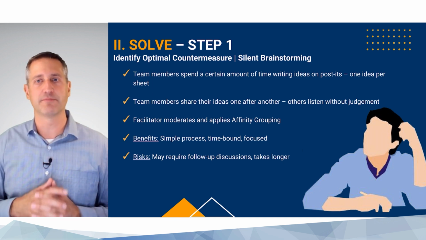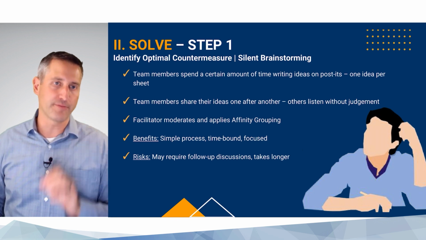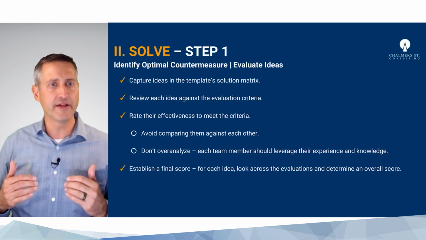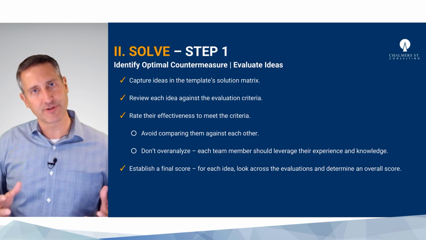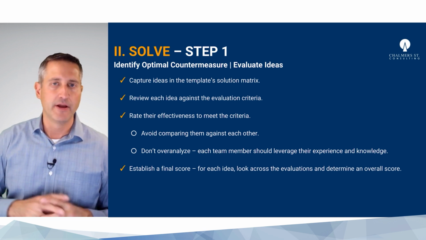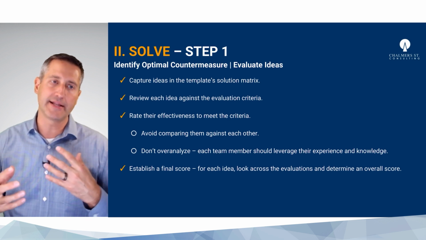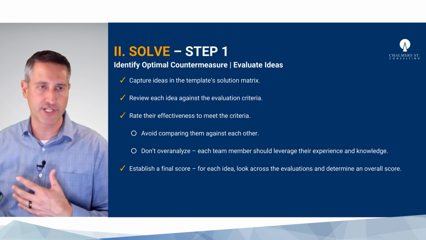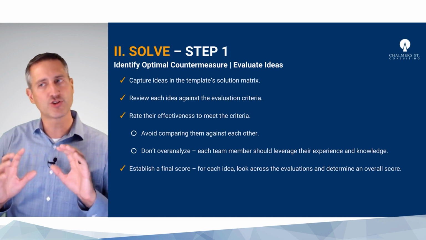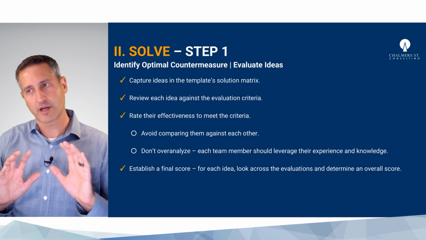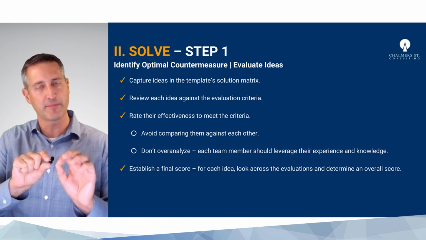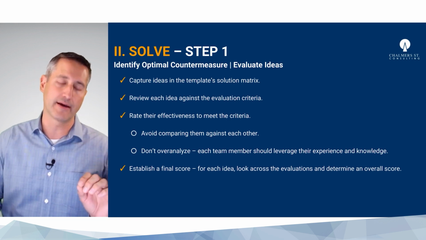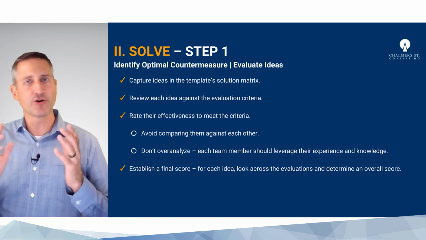So there's pluses and minuses there, but both of these will generate your list of countermeasures. And then once we have that, we want to capture this in a template, which I'll show you in just a minute. We want to review these countermeasures against the evaluation criteria. We want to try and avoid comparing them to each other. We just want to think about them individually and rate them on their own merits. And we also don't want to overanalyze.